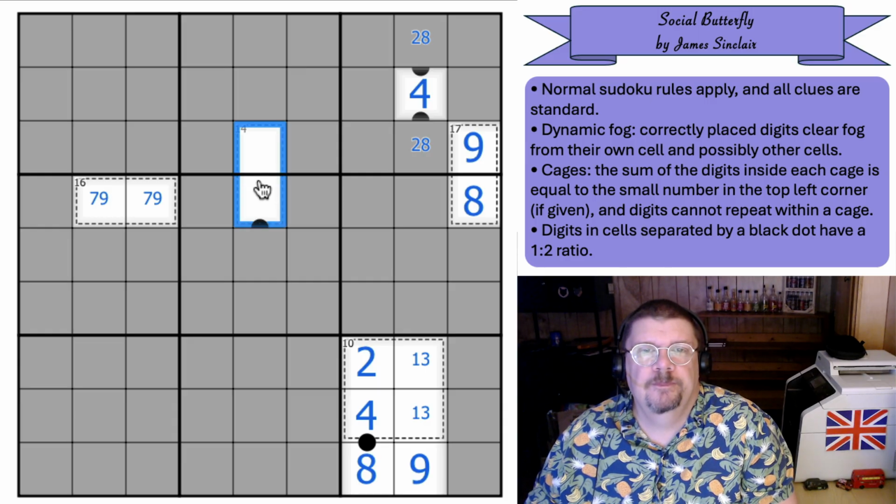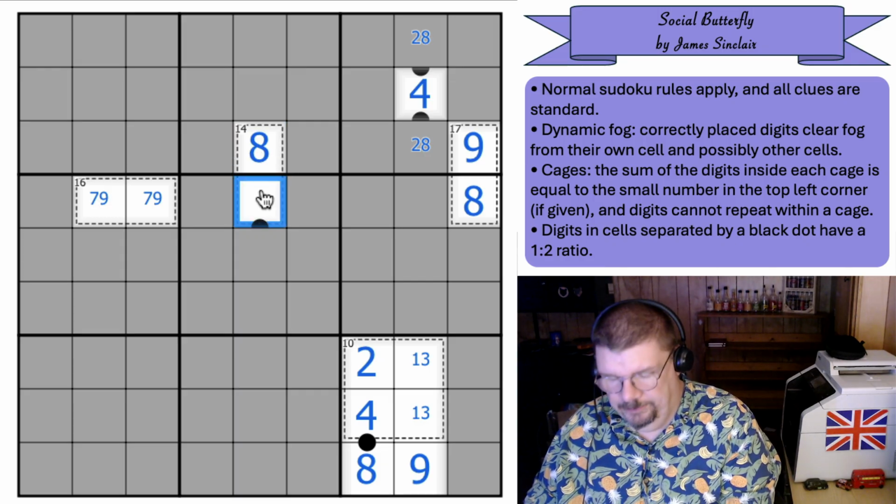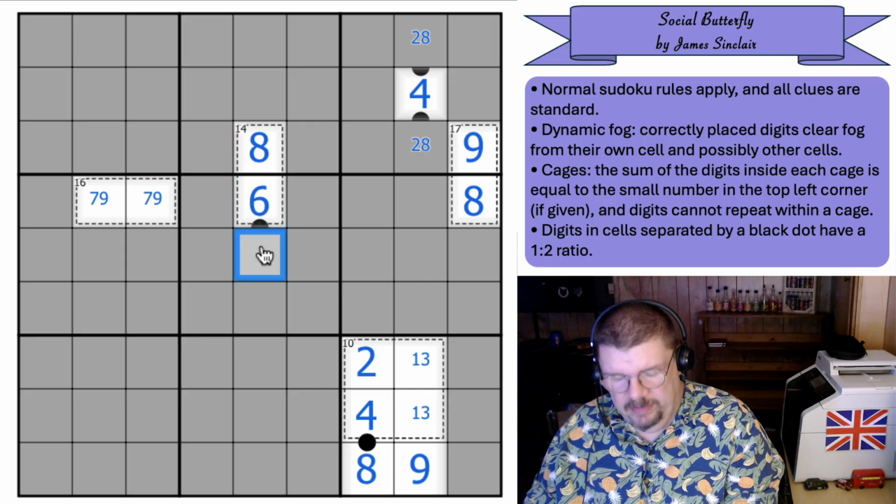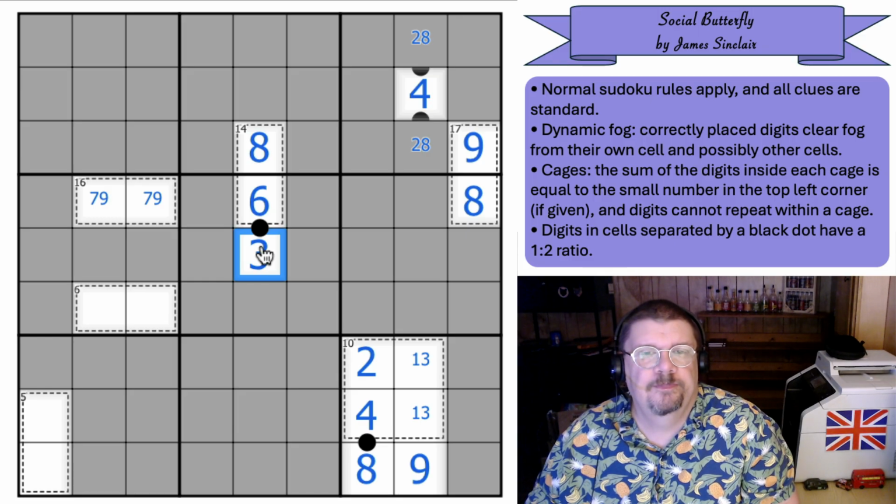14 can be 9 plus 5, neither of which can go on a black dot, or 8 plus 6. This 8 tells us which way round. That's the 8, that's the 6, and then that must be the 3 on the black dot.